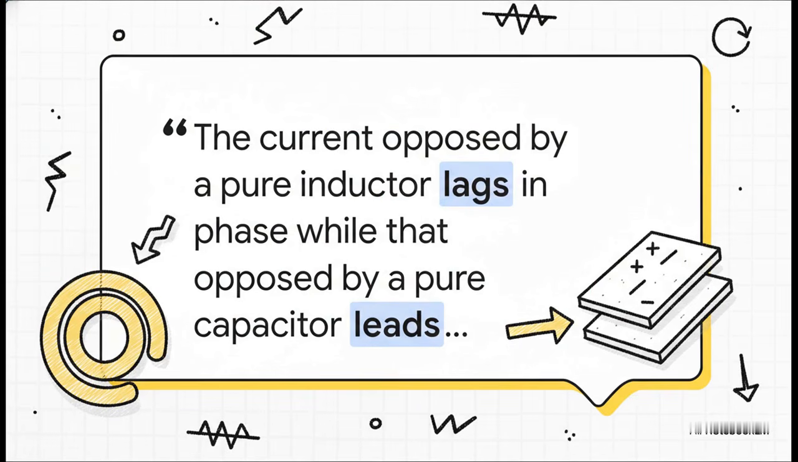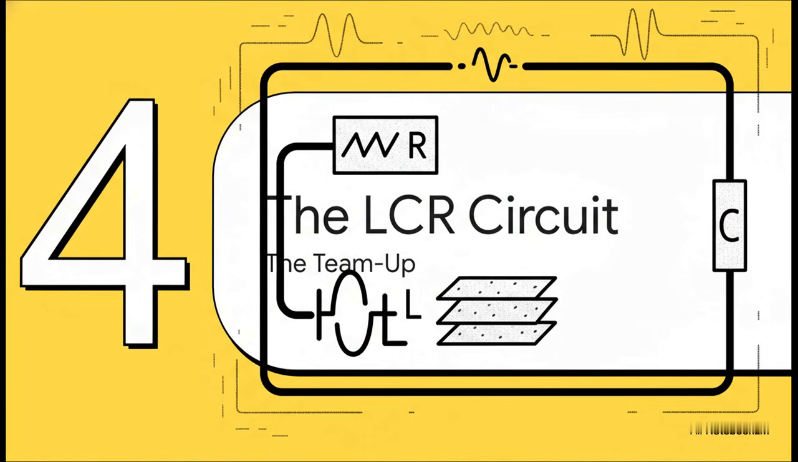The inductor makes the current late to the party. The capacitor makes the current show up early. They are perfect opposites when it comes to timing. So, we've met all our players: the steady resistor, the lagging inductor, and the leading capacitor. Now for the main event. What happens when we put them all on the same team, in one single circuit? This is where the magic really starts.